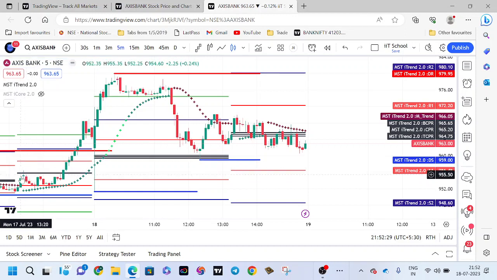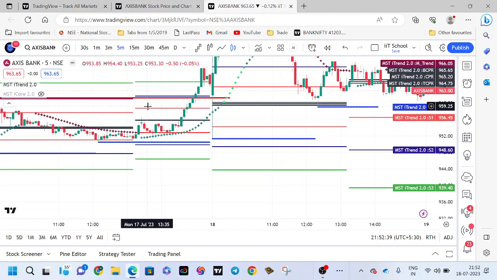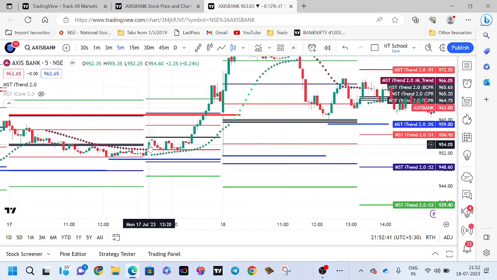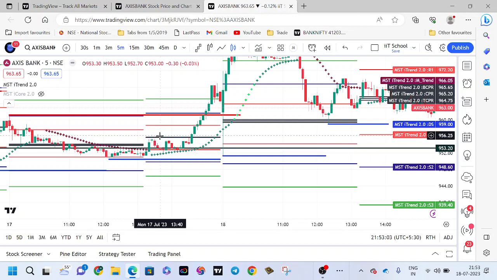one R3C has formed. What is an R3C? The first candle should be a rejection candle. When the previous trend is a buy trend, see here, this R3C is invalid because the previous trend is not a buy trend. The previous trend you can see very clearly is not a buy trend, but it is an R3C. So what you have to do: the first candle is a rejection candle and the next candle is a confirmation candle. So we have to note down the high of this candle and the low of this candle.